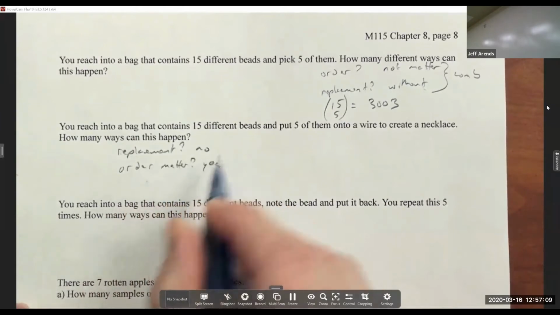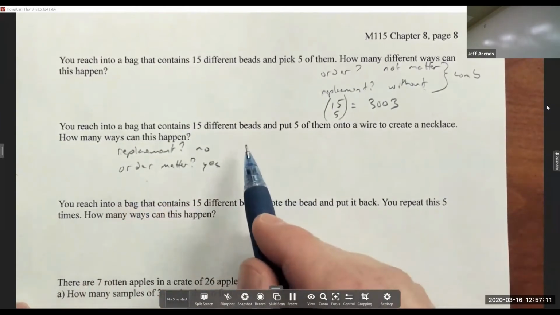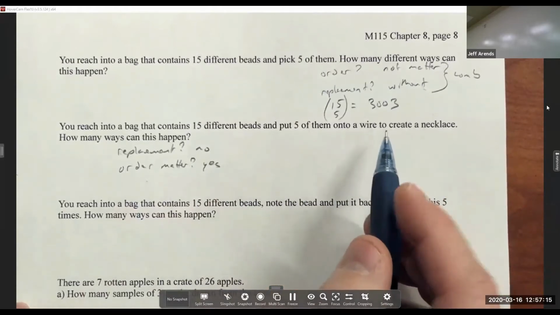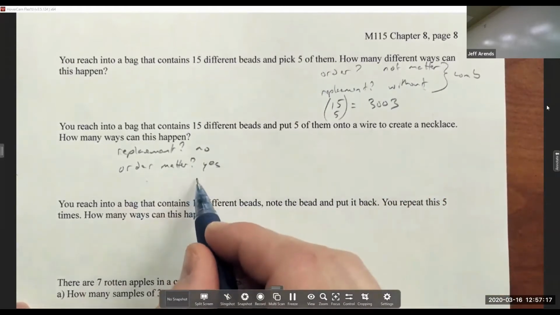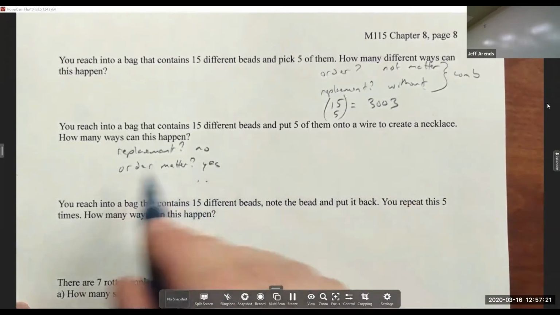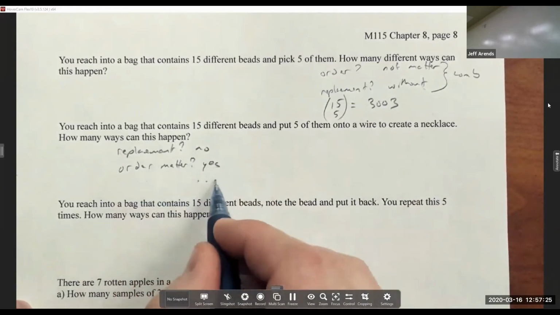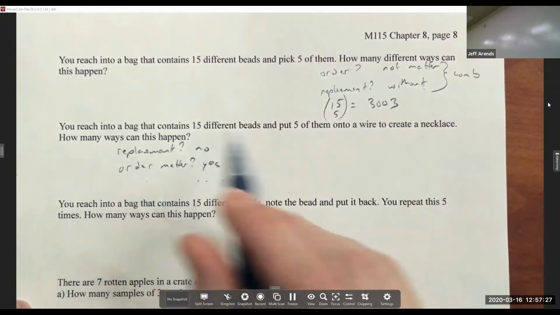In this case, I would say yes, order matters, because we're actually putting them onto a wire to create a necklace. It would be different if we have a pearl and then a ruby versus a ruby then a pearl, because there are 5 different beads. But I would say that order does matter in this case.